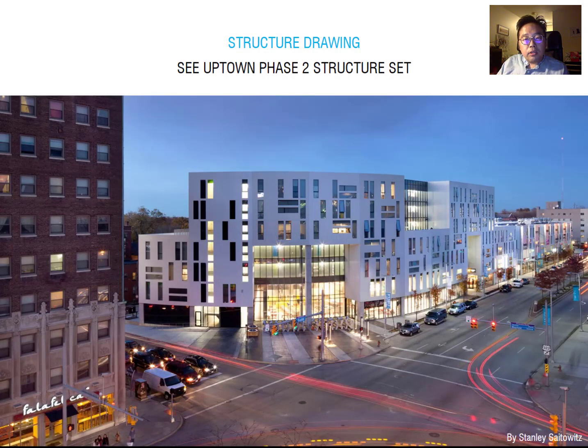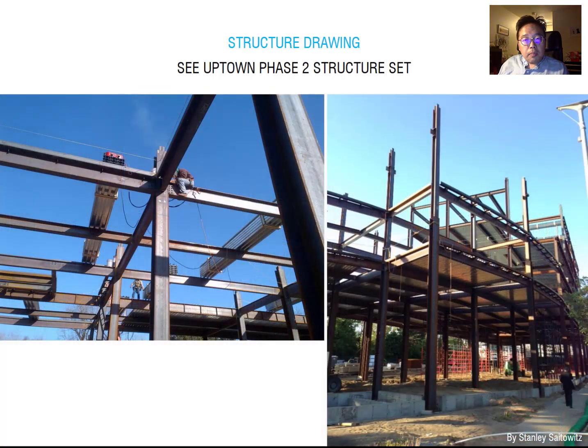This is UPTOWN phase 2. This is a university dormitory for Case Western University. We are working on this project, and we are using Type 1 construction, which uses the metal structure here. So we are using the metal structure and metal cladding. You can see the metal structure framing.